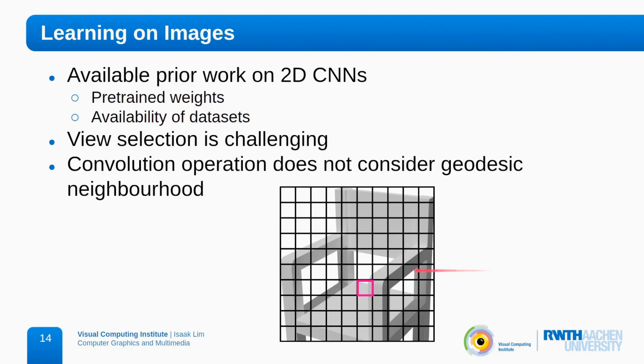So to illustrate this, let's consider the neighborhood of this pixel here. As you can see, as we move from one neighbor to the next, we have depth discontinuities. So here we are convolving over the projection of this shape, but in fact, for a certain task, it might be beneficial to consider the actual geodesic neighborhood, which means the neighborhood on the surface of this shape.